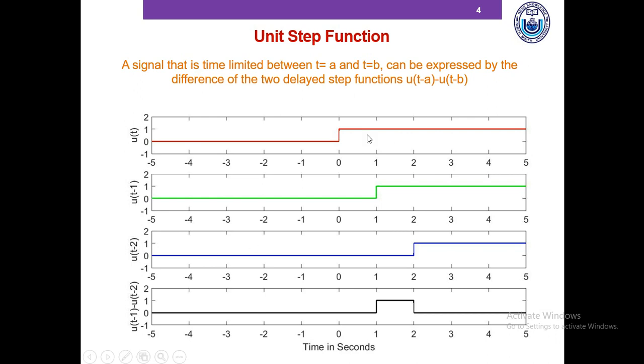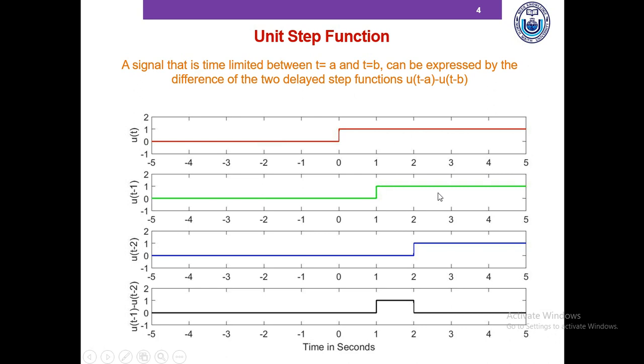So let's say we have a signal that exists only between 1 to 2 seconds. So the signal is time limited between 1 to 2 seconds. How do we express this signal as a linear combination of step functions? In order to do that, we have shown each of the steps here. In the first panel here, the red signal is the unit step function that starts from 0, and for t greater than 0 it's 1, and for t less than 0 it's 0.